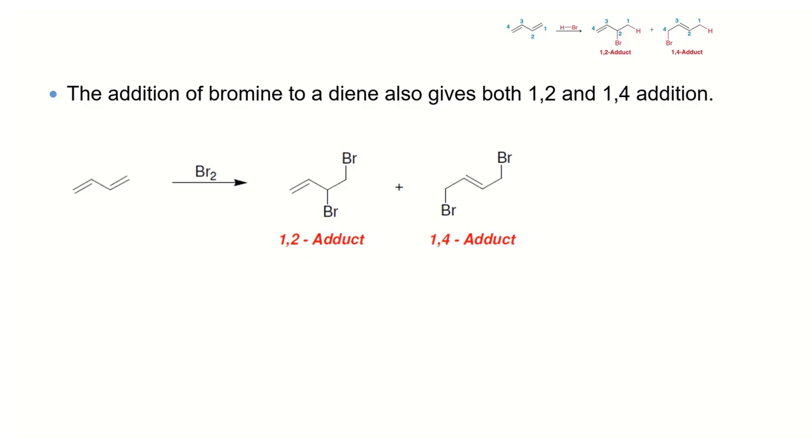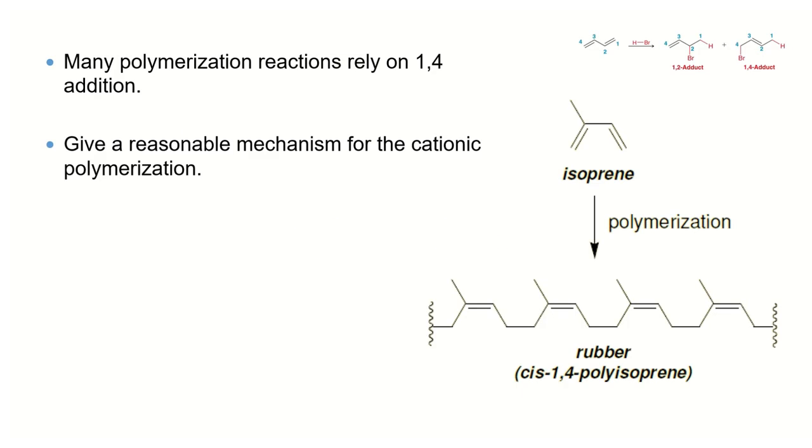We don't have to use some hydrogen halide. You can see that here, for example, we have a dibromine. And dibromine can give you the 1,2 adduct or the 1,4, depending, of course, on the conditions. We also have this interesting species because this is isoprene. And of course, isoprene is the monomer for rubber.